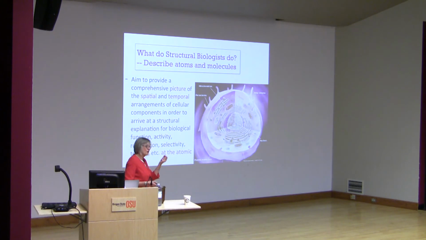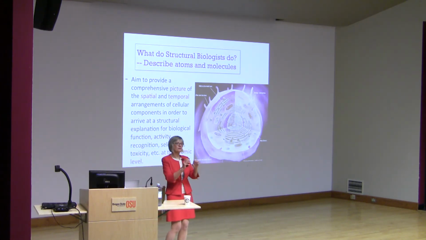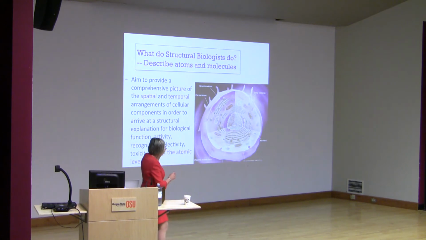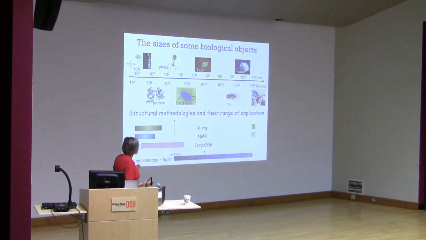And what structural biologists really want to do is try to get a comprehensive picture of a cell or of an organism, spatially and temporally. So we want to know where things are and how they move, in which time frame. And we also want to then use this to get some explanation for biological function, be it activity, recognition, selectivity, and we also want to do this at the atomic level.